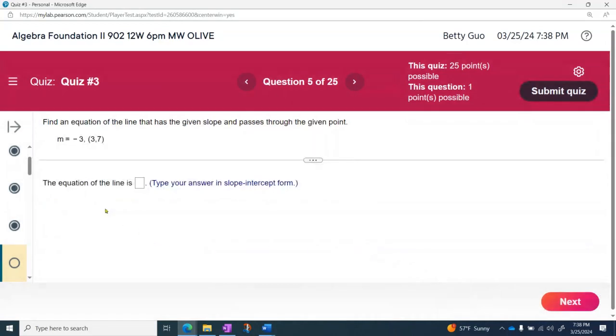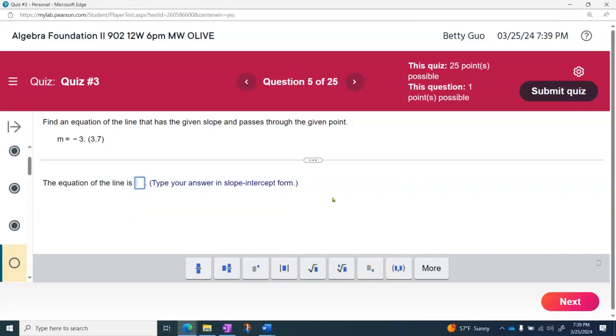Next. Find an equation of the line that has the given slope and passing through the given point. The equation of the line is, type your answer in the slope-intercept form. Slope-intercept form, y equals mx plus b. M is given, negative 3x plus b. And what's the value of b? We have to figure it out, right?